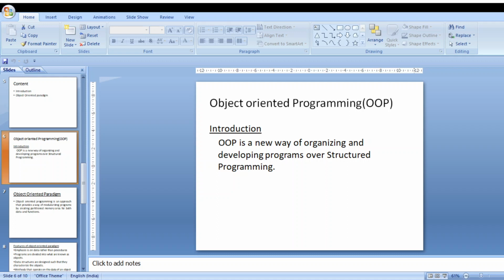The combination of data and methods make up an object. That is the concept of object-oriented programming. So it's a new way of organizing and developing programs over structured programming or procedure-oriented programming.